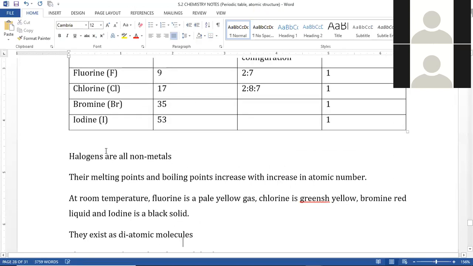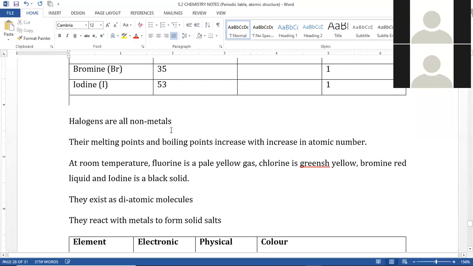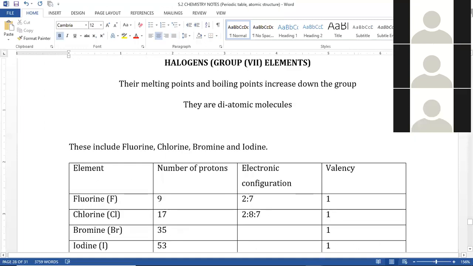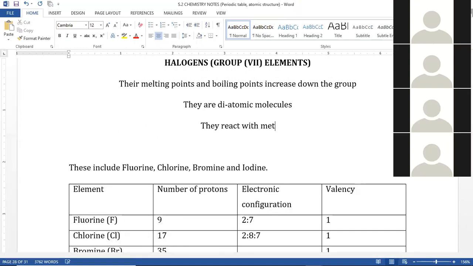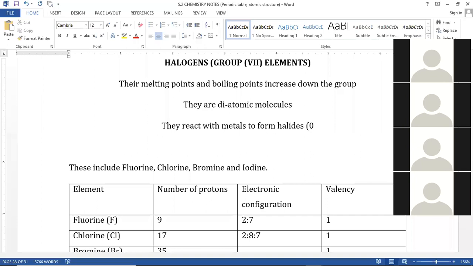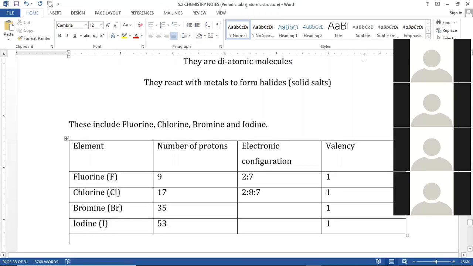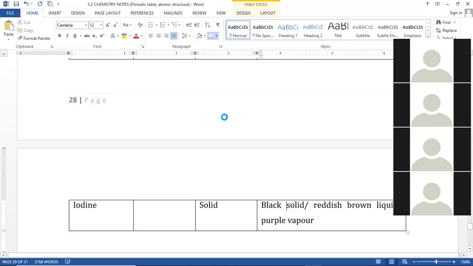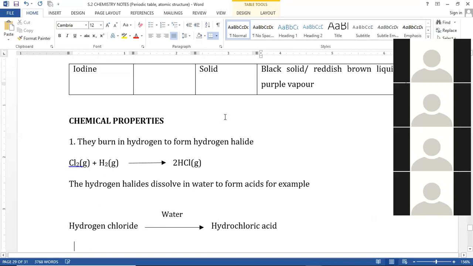Teacher, can I give another property of halogens? Yes, please. They react with metals to form solid salts. Okay, thank you very much. They react with metals to form solid salts. Okay. Mr. Arjun, I think we'll be looking at the next page. You can go ahead, I think not yet there. We have finished that bit, okay? Yes, chemical properties, thank you.